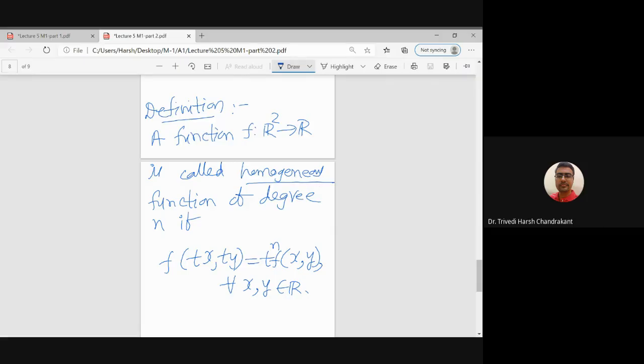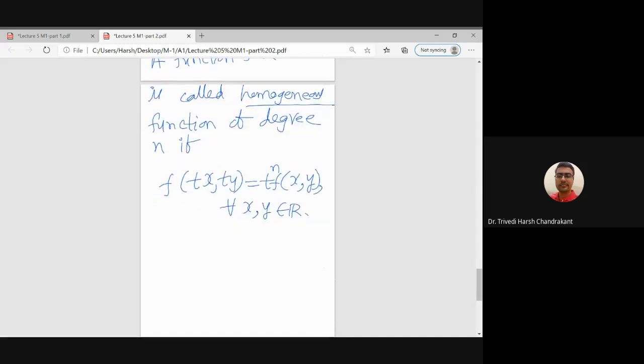So we need to check this particular condition. What is the condition? We apply the function on tx comma ty, and on the right side we get the original function f of xy multiplied by some power of t. Every function need not satisfy this condition, but whenever we can write f of tx comma ty equal to t power n f of xy for some n, then such a function is known as a homogeneous function.